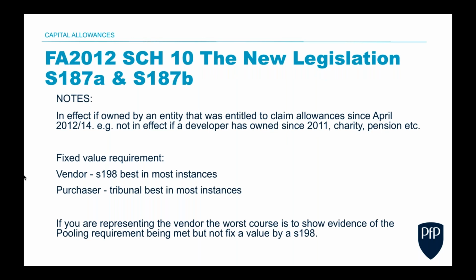So a couple of notes as to when this legislation is and isn't in effect, and we've touched on this a few times as we've gone through. Mandatory pooling only has a bearing on fixtures that the vendor can actually pool. If they're holding the building as trading stock, such as a property developer, they're not eligible to claim any capital allowances on fixtures, and therefore mandatory pooling has no bearing on the building at that point.